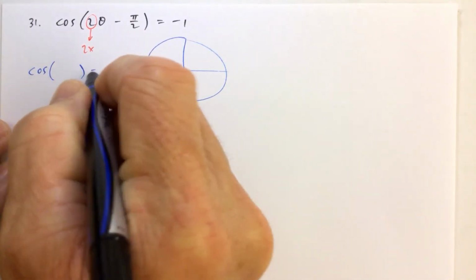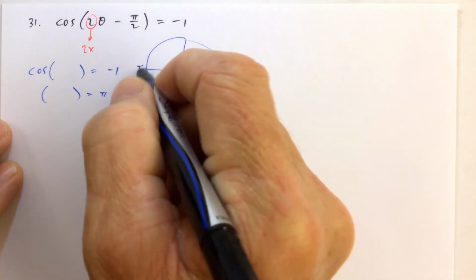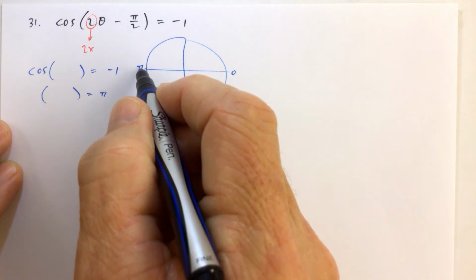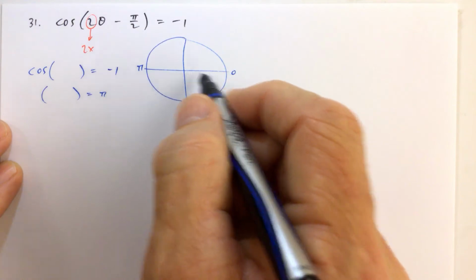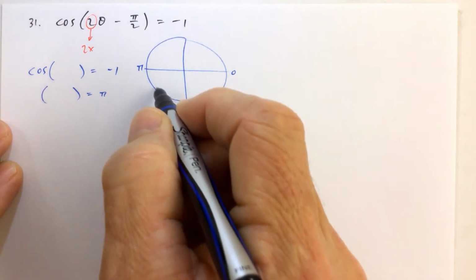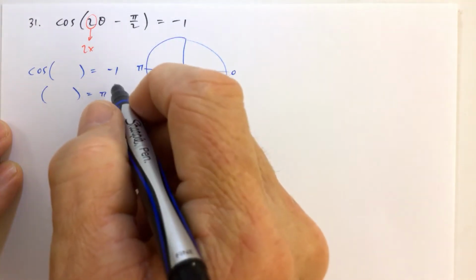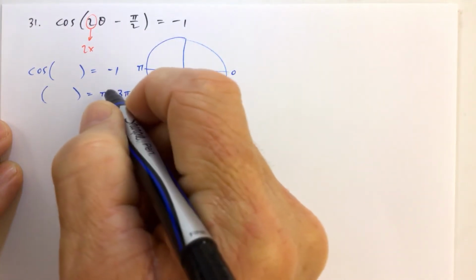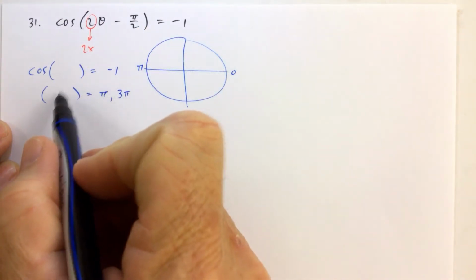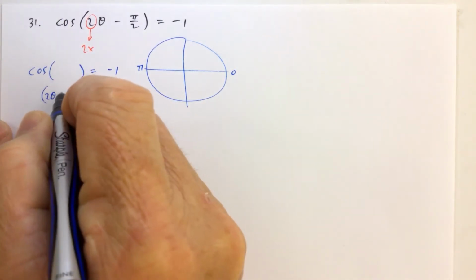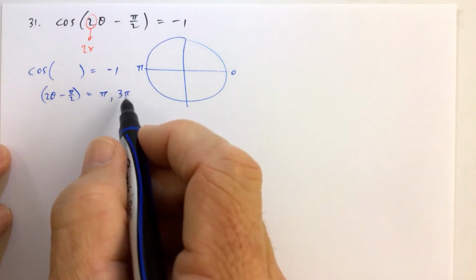cosine of anything equals -1, it means that the anything must be equal to pi, because the cosine of pi is equal to -1. But again, we're going to be going around the unit circle twice because of that double angle, so not only is the cosine of pi equal to -1, but if you go back around one more time, if you add 2 pi to that, you also get 3 pi. So again, double angle, we go 2 times around the unit circle, and again, whatever's inside the parentheses, which in this case is 2 theta minus pi over 2, is equal to both pi and also 3 pi.